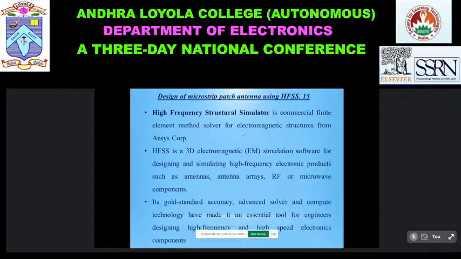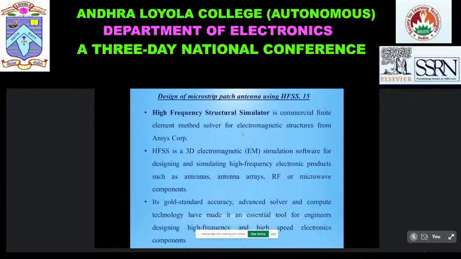Design of microstrip patch antenna using HFSS. Various simulation softwares are available for designing this microstrip patch antenna, CST and various other types of software, but we prefer this HFSS 15th version.